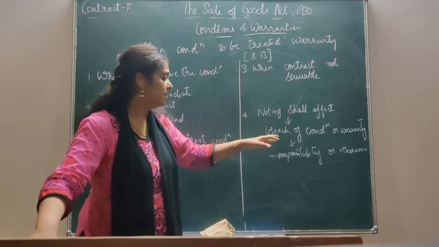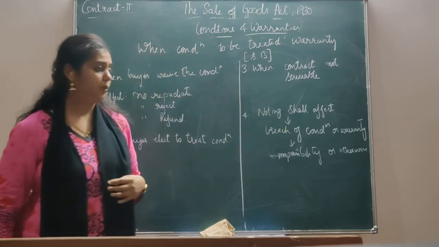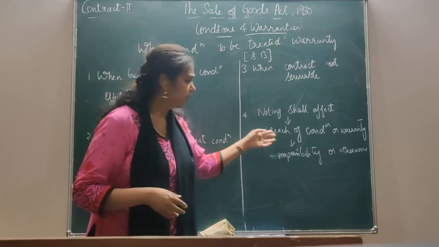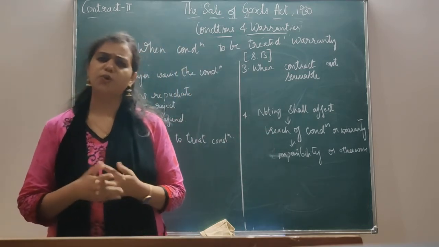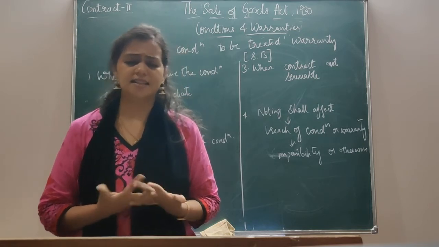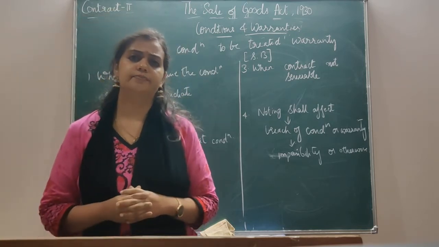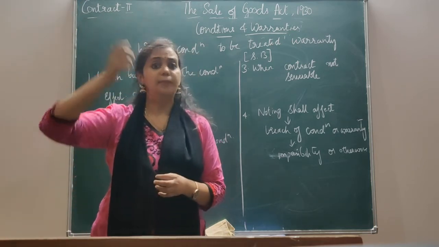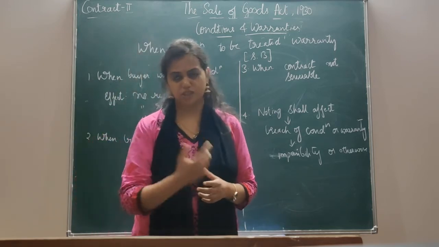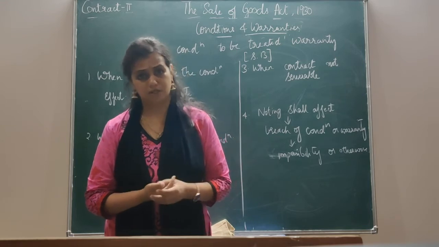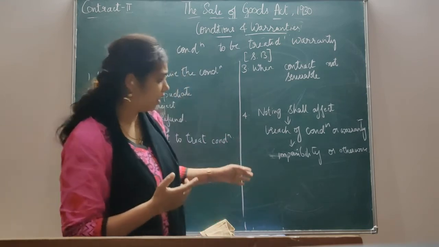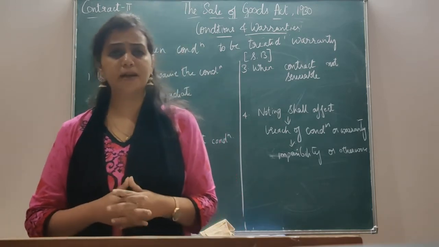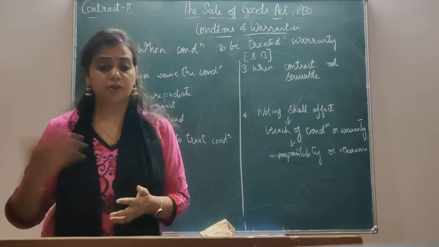The next one is, nothing shall affect the breach of condition or warranty, impossible or otherwise. So what it says is, if there is a breach of condition or warranty due to impossibility of performance. In the sense, I have ordered certain stationery products. And there is sudden heavy rainfall and flood all over the state. It becomes impossibility, right? The supply of stationery cannot be done. So what is it? Impossibility of performance. Or otherwise, in the sense, now we had a curfew in the month of March, April and May. So because of that, it could not be delivered.